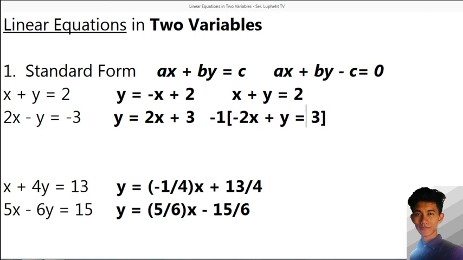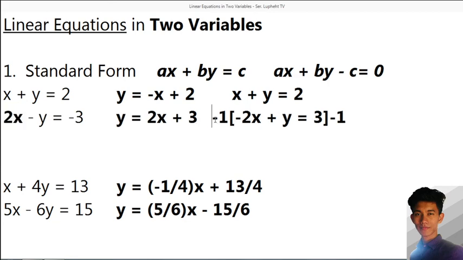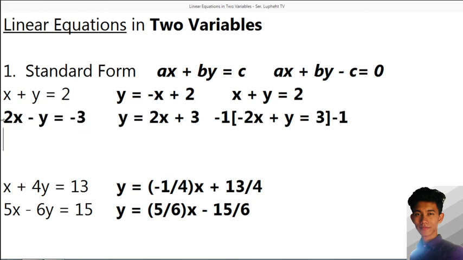Ganun din po dito sa kanan. So, by further simplifying, we will have negative 1 times negative 2x. Makikita nyo yun yung positive 2x. Okay? Next, yung negative 1 times y will become negative y. Ito na siya. And then, lastly, 3 times negative 1 is negative 3. Okay? So, ito na rin yung sagot. So, nabalik natin siya. Okay?